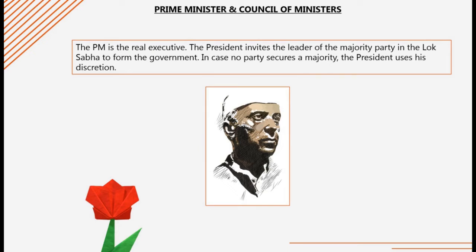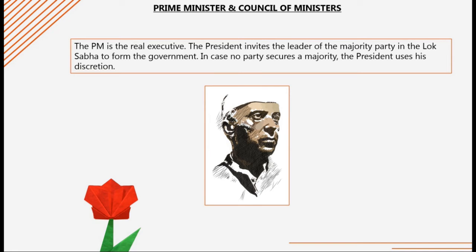Prime Minister and Council of Ministers. In a parliamentary system, there are two executives. One is the President, who is the nominal executive, and the second is the Prime Minister, who is the real executive. Article 75(1) states that the Prime Minister is appointed by the President. However, the President is not free to appoint anyone as the Prime Minister.